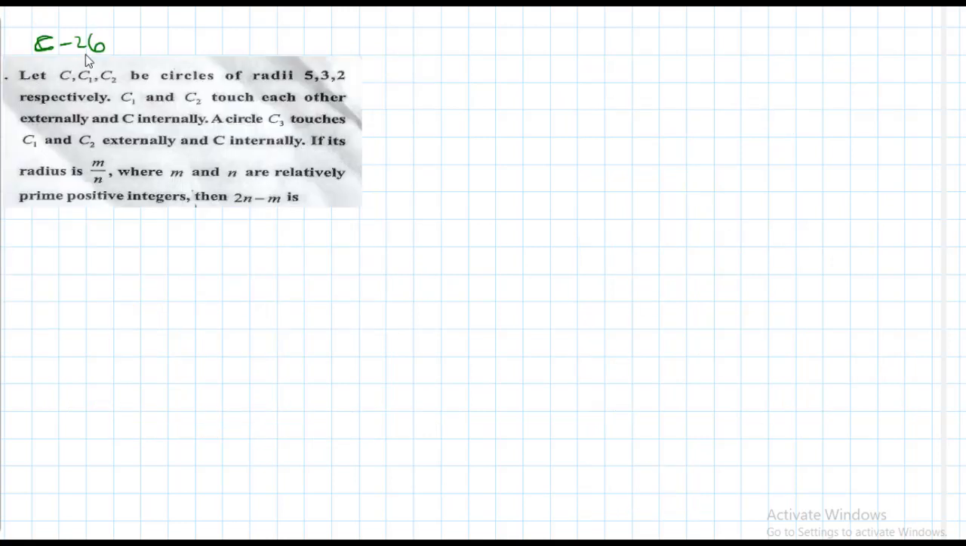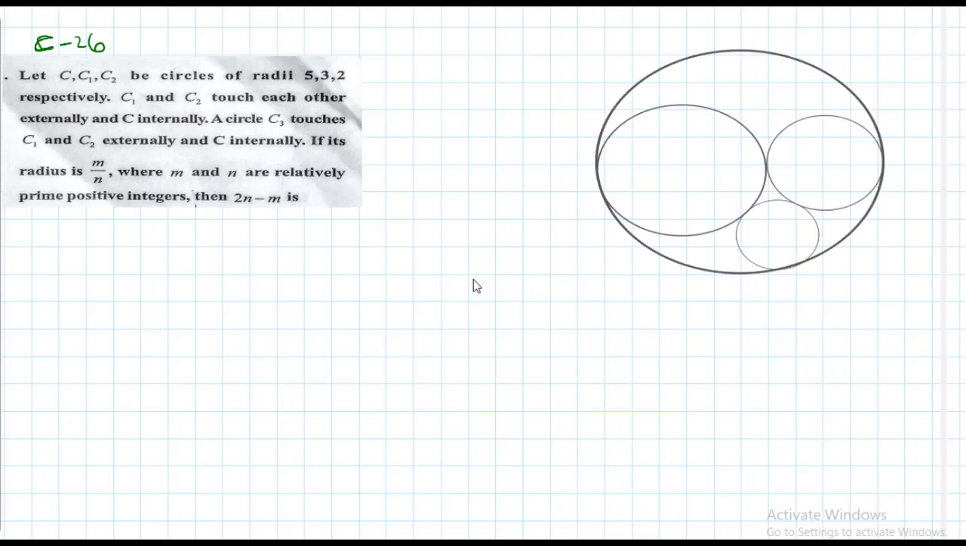Okay students, our next problem, 26th problem. Let C, C1, C2 be circles of radii 5, 3, 2 respectively. Means circle C radius is 5 and C1 is 3 and C2 is 2. C1 and C2 touch each other externally and C internally. A circle C3 touches C1, C2 externally and C internally. If its radius, means the new circle's radius, is m by n, you want to find the mn value. So first of all, I want to draw the diagram for the given problem. Okay, sure. This is an interesting problem. Yeah, this is the diagram for the problem.